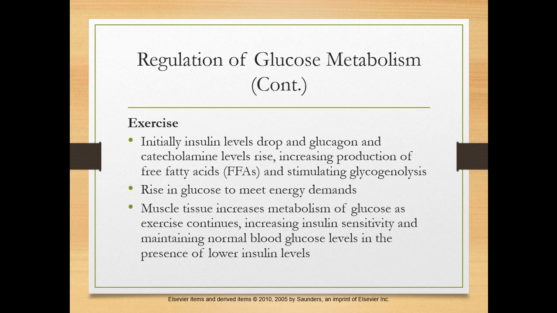Now, during exercise, initially, glucose levels drop and glucagon and catecholamine levels rise. And what they do is increase the production of free fatty acids and they stimulate glycogenolysis. Okay, so this is going to be the splitting. There will be a rise in glucose to meet the energy demands. And so this is something that is normally supposed to occur because of the amount of energy or metabolic activity that is happening in the body.